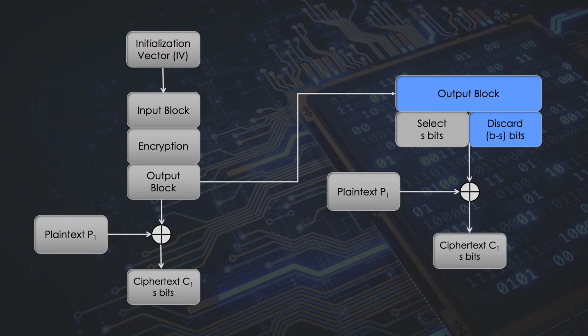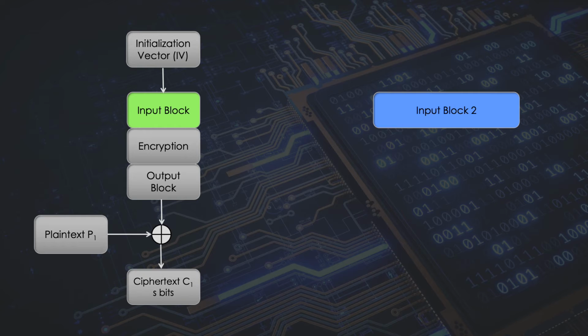The selected S bits will then be XORed with the first S bits of the plaintext, P1, to produce the ciphertext, C1. Now, the first S bits of ciphertext are obtained. Next, to obtain the next S bits of the ciphertext, the next input block needs to be retrieved.